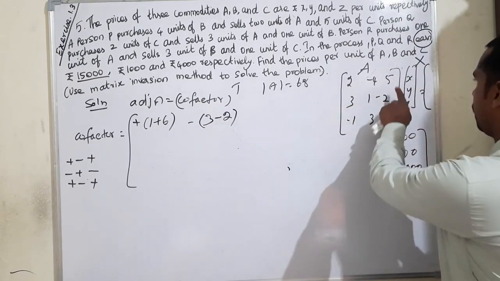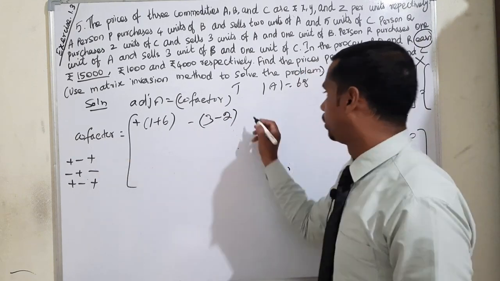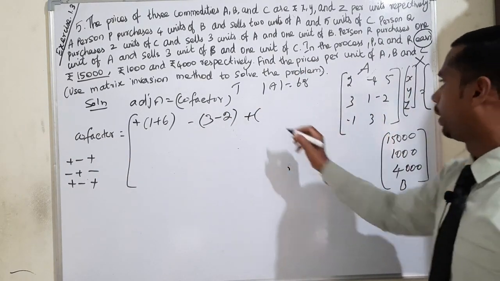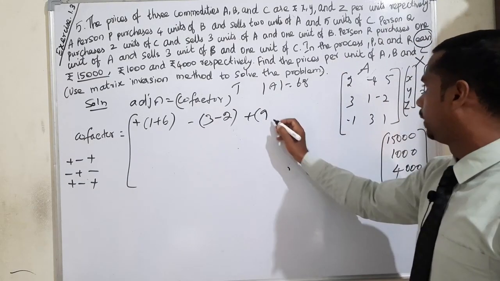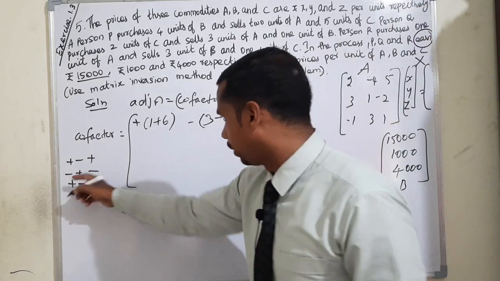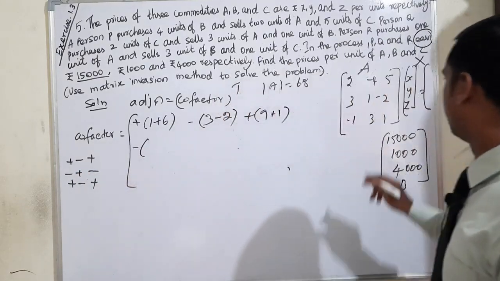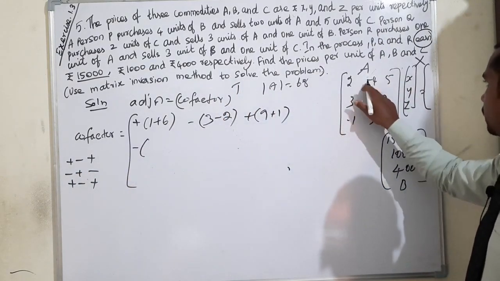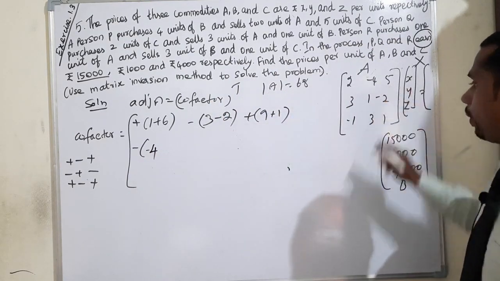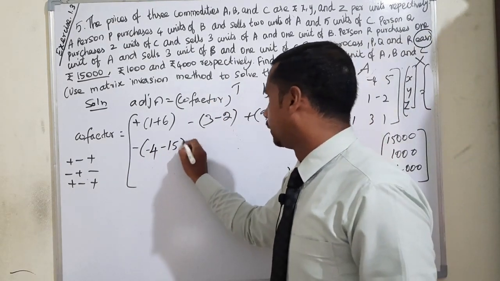Then next sign conversion, positive. If you skip the row and column of 5, we get 3 into 3, 9. Cross multiply means minus, so plus 1 will come. Next, second row, minus sign. Again, if you skip the row and column of 3, we get minus 4 into 1, minus 4. Again, 3 into 5, minus 15.